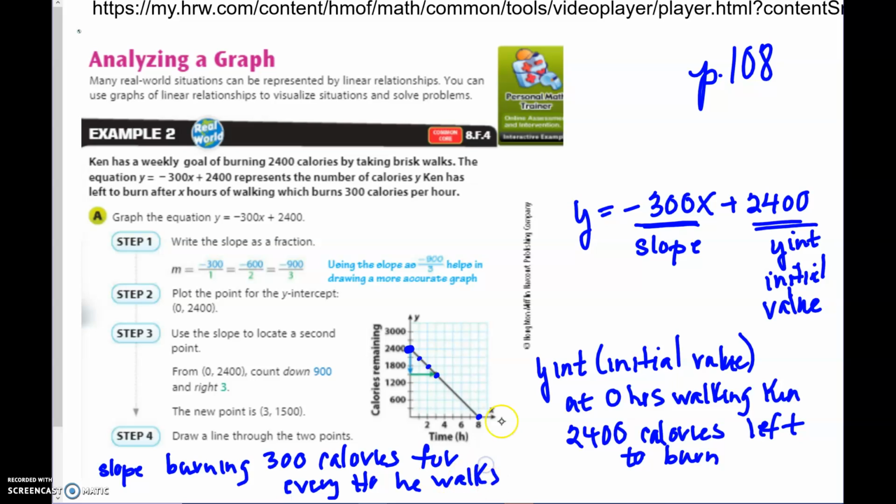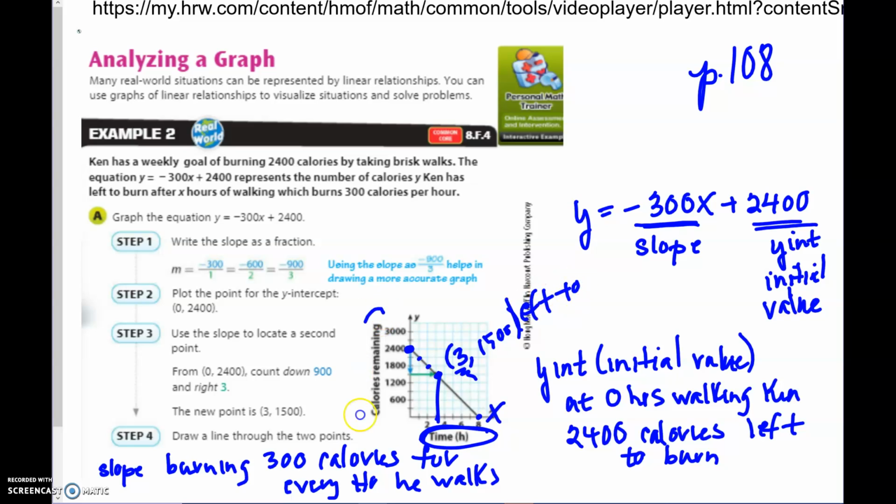And you can see here that on the x-axis, that's where they put time, the hours. Okay, so we could read this and say, what's this dot right here? So if we go over here, that's 3 and then up at 1,500. What does that ordered pair mean? Well, it means if Ken has walked 3 hours, he has 1,500 calories left to burn.